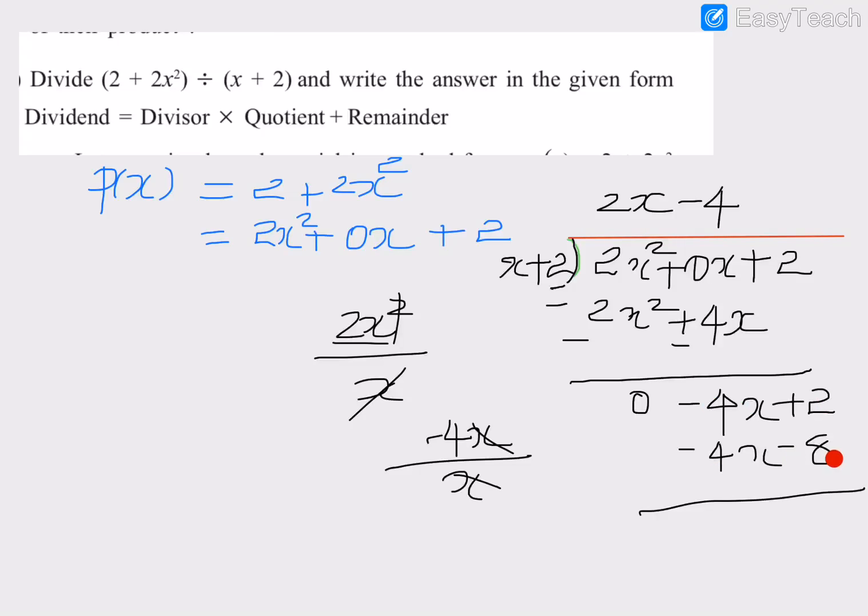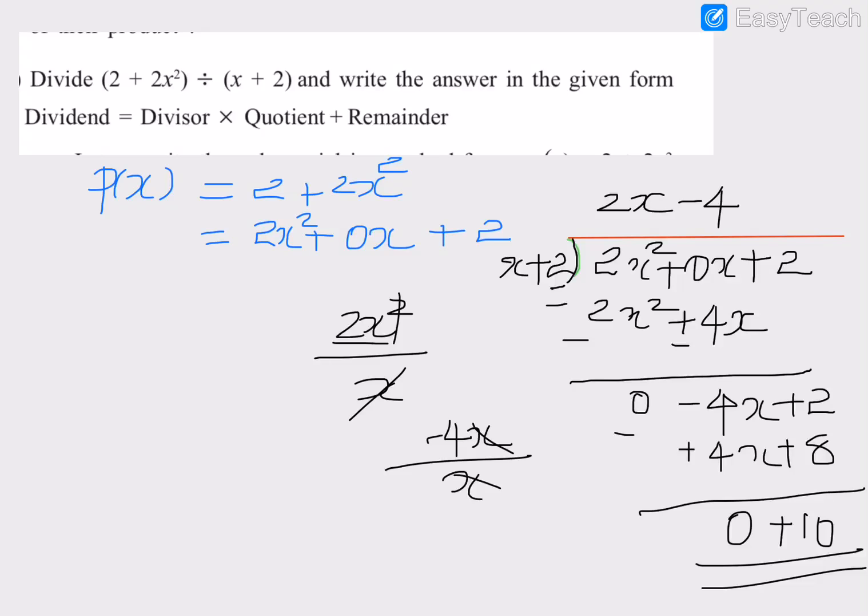So now we have to subtract the two terms here. To subtract, we multiply all the terms on the second step with a negative sign. Negative into negative will be positive, and here also negative into negative will be positive. Now we can do the direct subtraction: minus 4x plus 4x, the two like terms get cancelled, it will be 0. Then 2 plus 8 is 10.